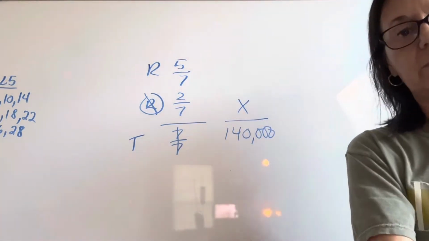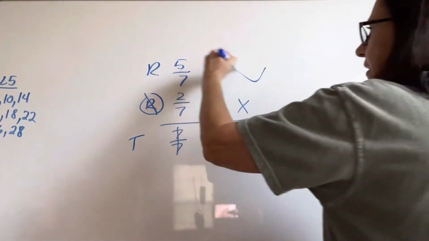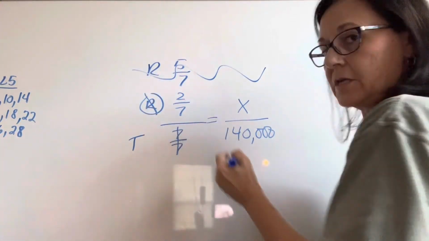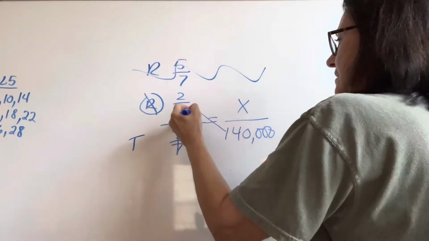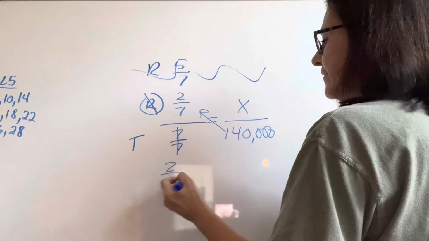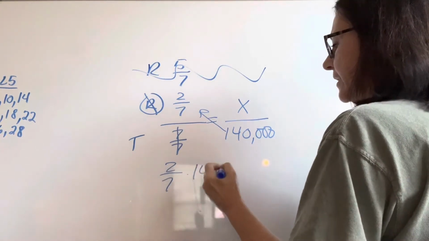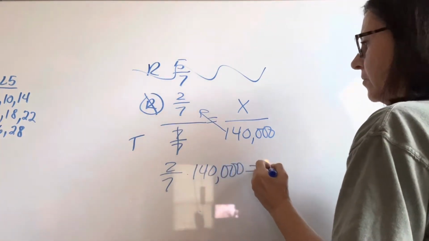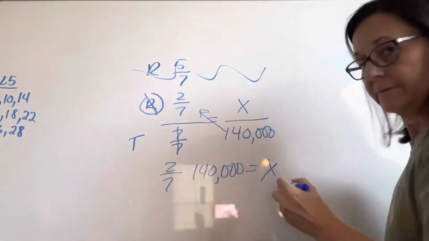So you're going to cross multiply. We're going to ignore this top row. And it's 2/7 times 140,000 equals 1x.